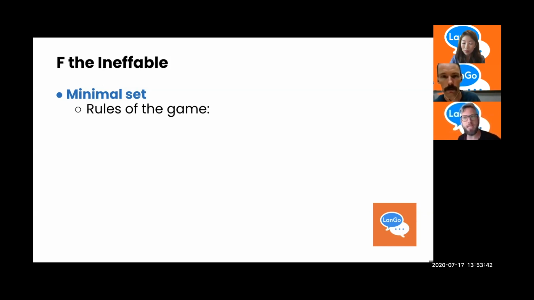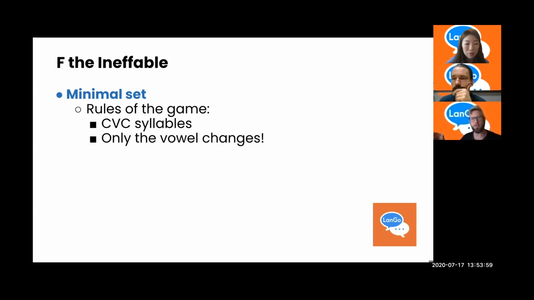We want a CVC syllable. And it's not about spelling. Please remember that. Maybe we should briefly explain what CVC means. That's right. Consonant, vowel, consonant. C means consonant. V means vowel. And so CVC is consonant, vowel, consonant. That's the shape of the syllable we're looking for.